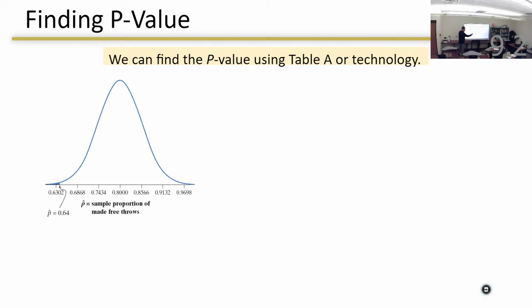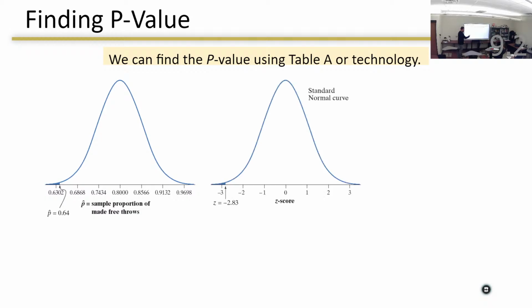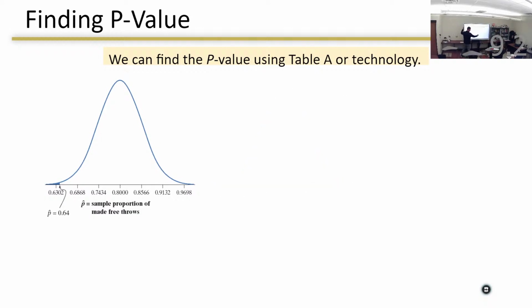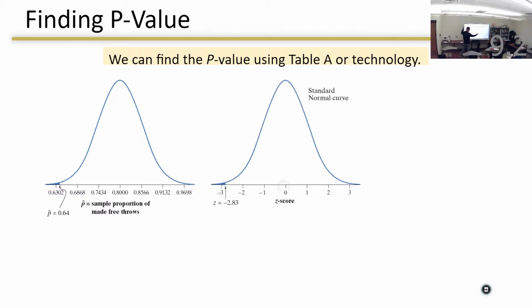Here's a normal distribution. Here's the 0.8. Here's the 0.64. Here's a normal distribution. Here's the 0, and here's the negative 2.83. This is the exact same one as the 0.64. This is the free throw shooting. This is the standard normal, right? They're the exact same. They're interchangeable.